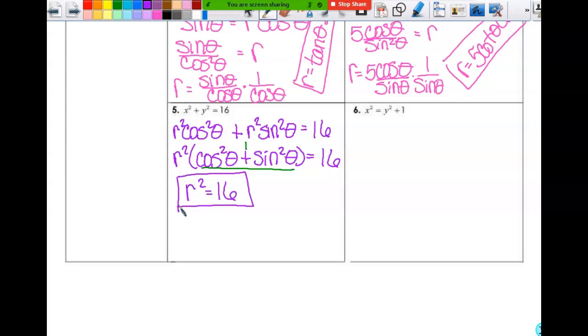We don't have to get r by itself, r squared is fine. Well, we've solved for r, even though we've got r squared. As long as r is all by itself, you're good.